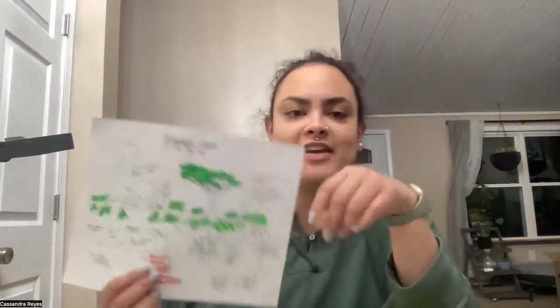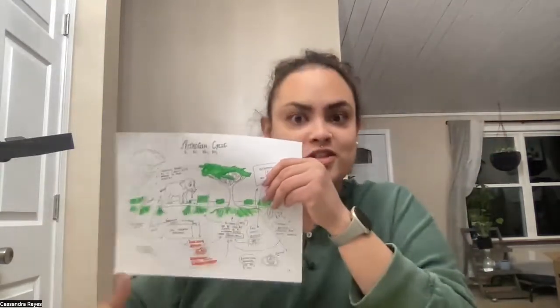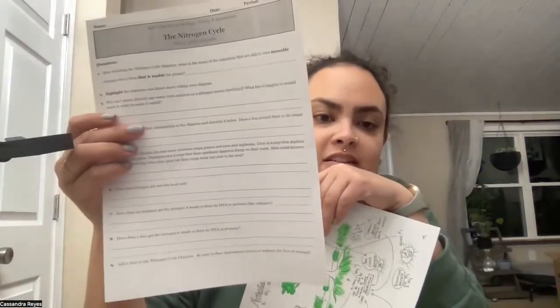So today you guys are doing the nitrogen cycle. You guys should have a diagram that's similar to this. Of course, you're not gonna have the green on it. Yours should be just black and white, but I've gone ahead and colored a little bit in here. And you're also gonna have this worksheet right here. It's got 9 questions on it, okay? So make sure that you have both of these so that you can start your assignment.